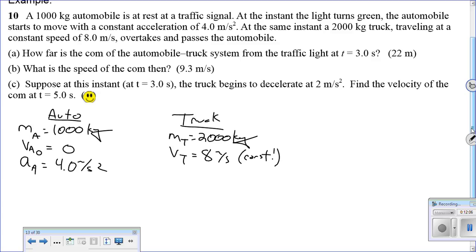Follow? Okay. So question A says, how far is the center of mass of the automobile-truck system from the traffic light at 3 seconds? Well, we're looking for the position of our center of mass. So basically, I'm going to find the position of the automobile, the position of the truck, and then use that equation that we just looked at, right? Wait, is this two-dimensional?